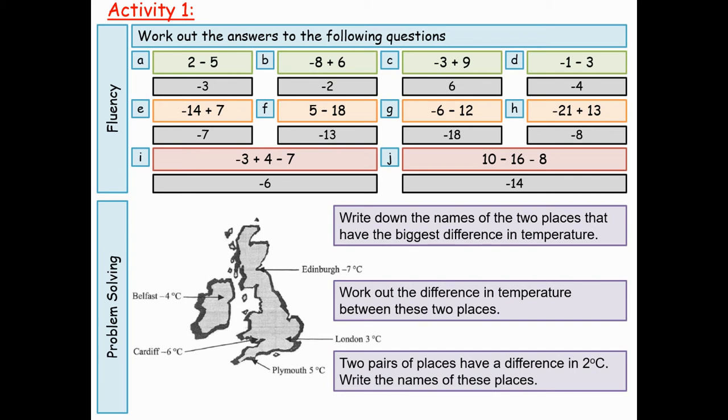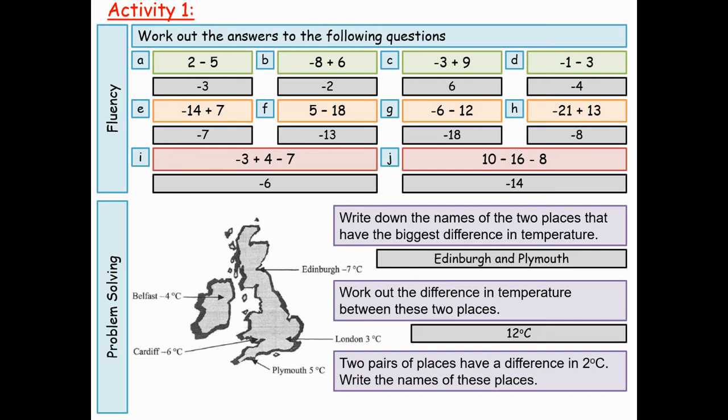Write down the names of the two places that have the biggest difference in temperature. Okay, which ones have the biggest difference in temperature? It would be Edinburgh and Plymouth, okay? Because in between Edinburgh and Plymouth, what is the difference in temperature? Well, you're going to do minus 6 minus 15, okay? So it'd be about a difference of 14, right? Sorry, a difference of 8.